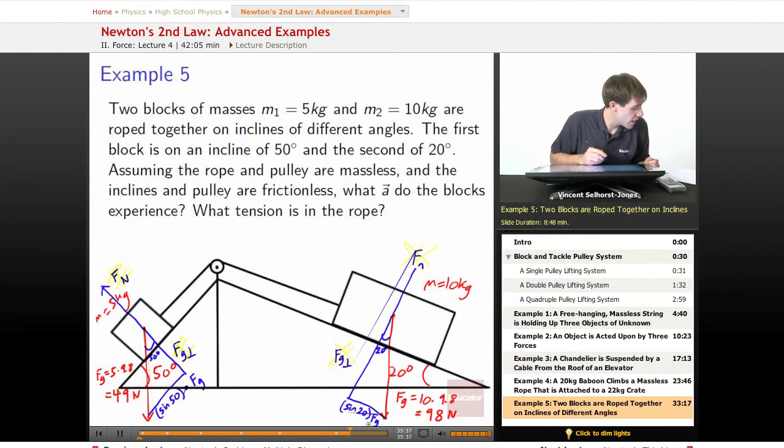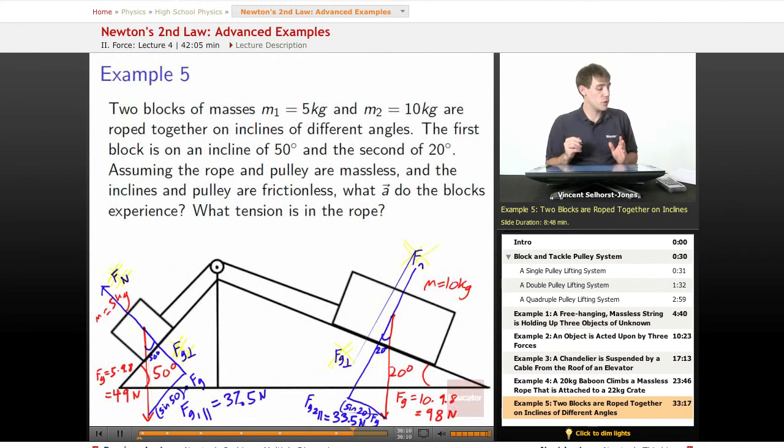Sine 50 on this one is going to give us the force of gravity on the first block parallel to the triangle. Getting kind of complicated, but its weight, the amount that's pulling down the side of the triangle, is going to be equal to, once we plug that into our calculator, 37.5 newtons. Over here, we're going to get that the force of gravity on the second block, parallel, is going to be equal to 33.5 newtons. All right, so we've got what the two parallel parts are.